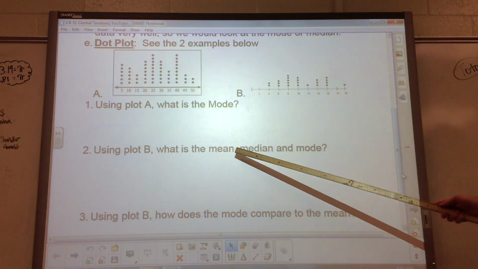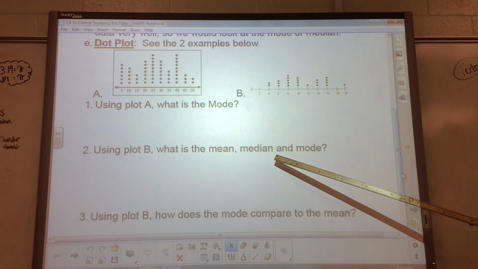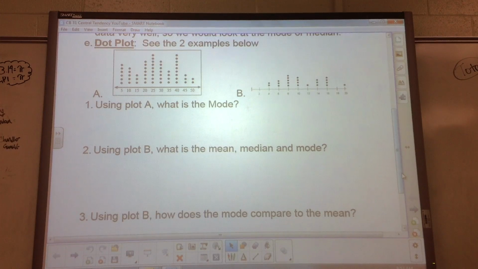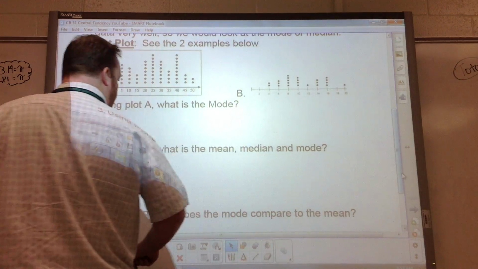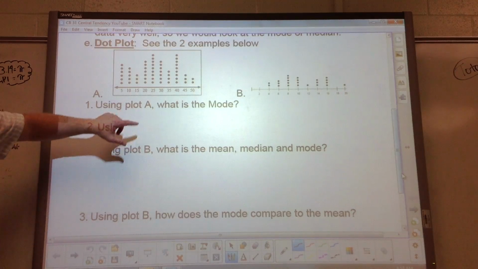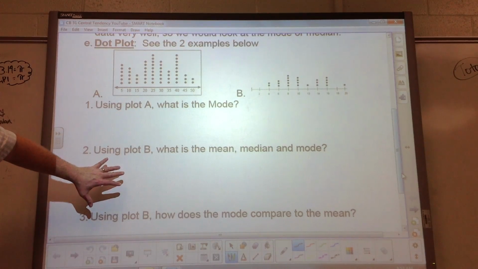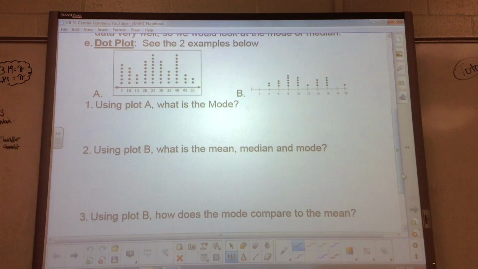Using plot B, what is the mean, median, and the mode? All right, well, we're going to have to take a little bit of time to find the mean, excuse me. And I'm going to show you how you do that. First of all, I'll go ahead and write down here and then I'll erase it. What is the mean? The way we find that is we add up all the numbers and divide by the number of numbers there are. We divide by the number in the data set.